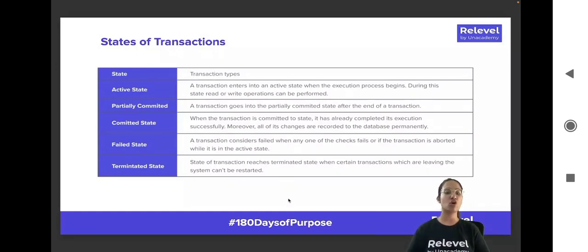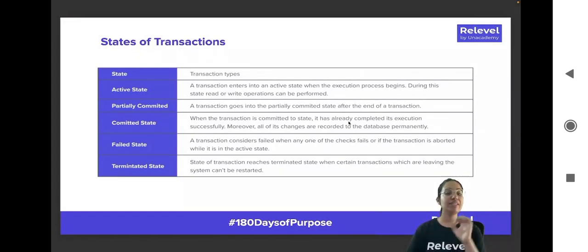In this video, continuing on our discussion for transactions, we are going to talk about the different states of transactions. A transaction while actually being executed goes through multiple states. In this video, we'll talk about all the different states that a transaction goes through. So first is the active state.